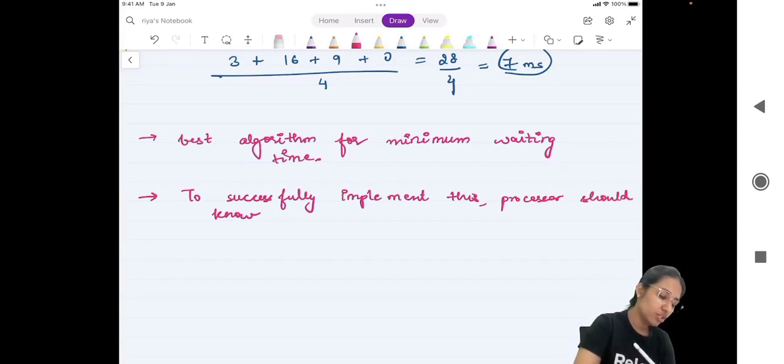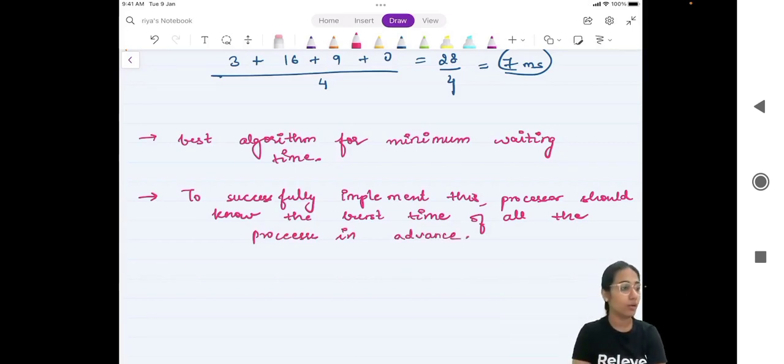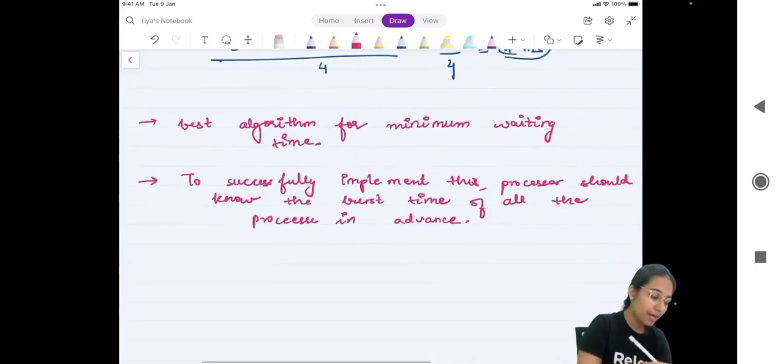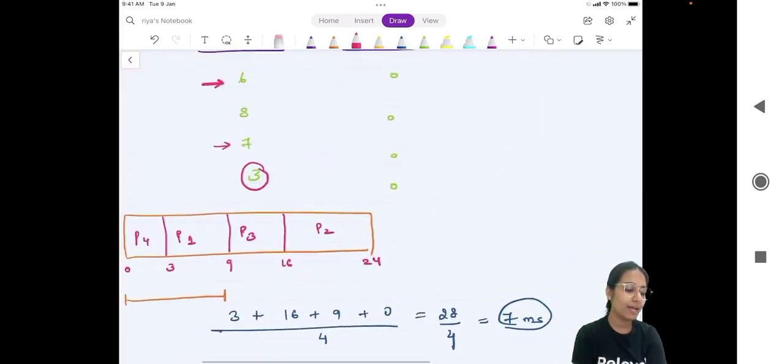The processor should know the burst time of all the processes in advance, which in a practical way is not always possible. Remember that. Okay.